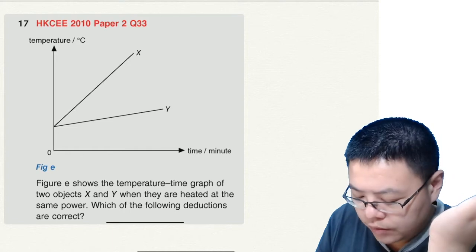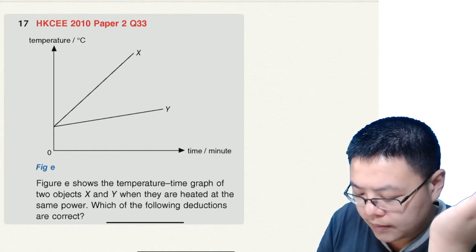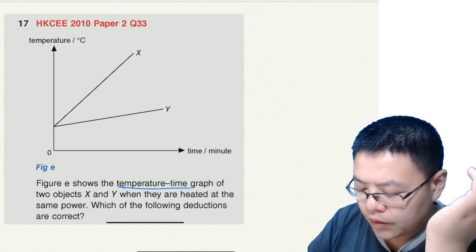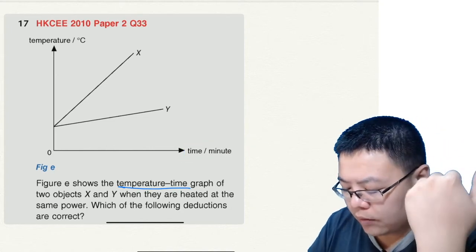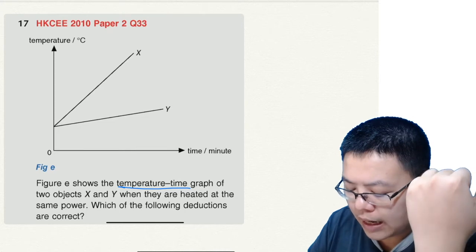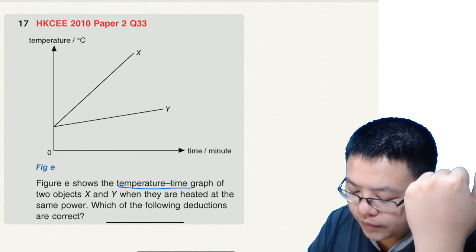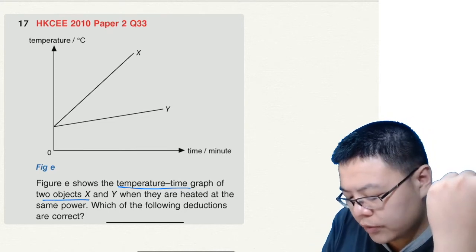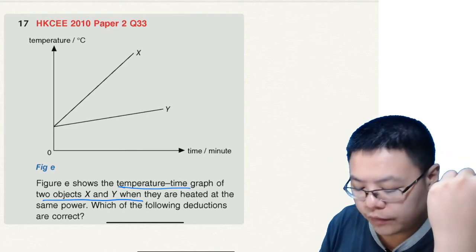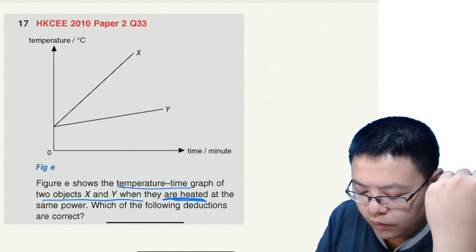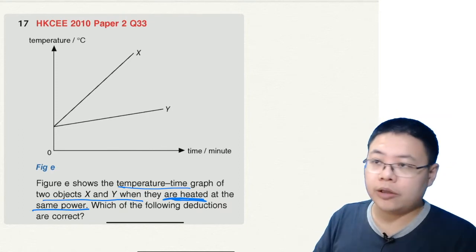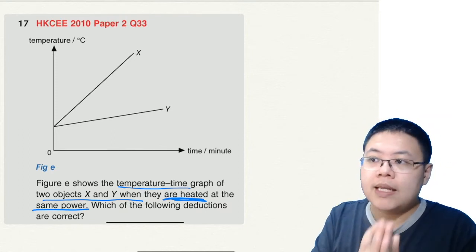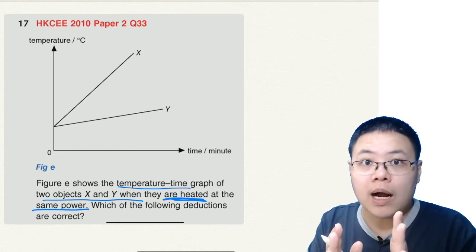And have a look at the question first. It says that the temperature-time graph. So here it tells you how long, what is the time. Okay. Object X and object Y, two types of objects, they are heated with the same power. So let's say if you have a fire, a kettle or whatever, they are being heated at the same power.